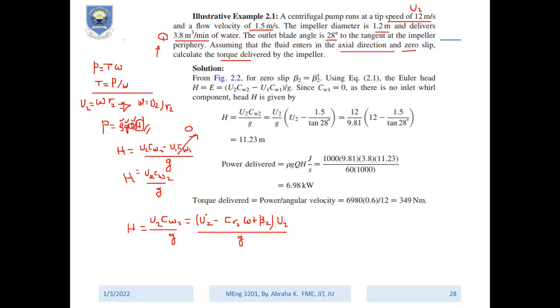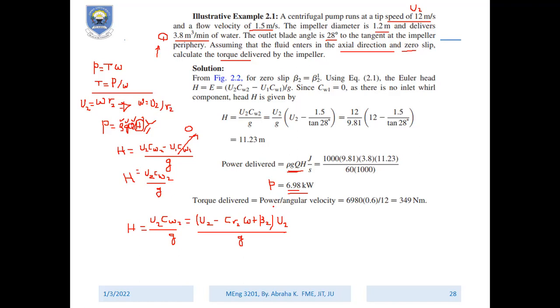Okay, so we have everything. We have U2, we have CR2, which is the flow velocity radially at the exit, 1.5 meter per second. We have also beta 2, 28 degrees, and we know the G. Now we have the H. Once we have H, we can calculate the power. So using density, gravity, flow rate multiplied by H, we have the power to be 6.98 kilowatt.